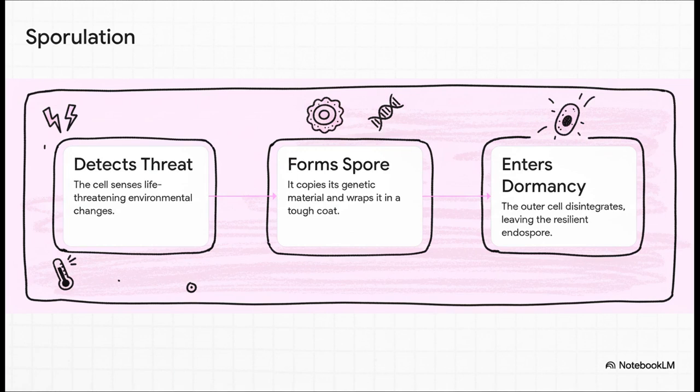First, the cell senses a threat. It makes a perfect copy of its DNA and wraps it up in this super tough, almost impenetrable coat. Then, the rest of the original cell just disintegrates, leaving only the dormant endospore behind. It can survive insane heat, radiation, starvation. It's basically entering a state of suspended animation until conditions are finally right for it to come back to life.